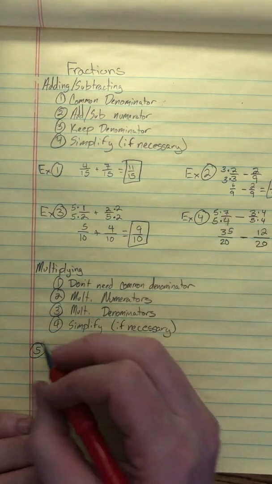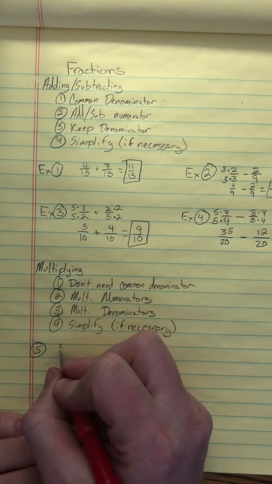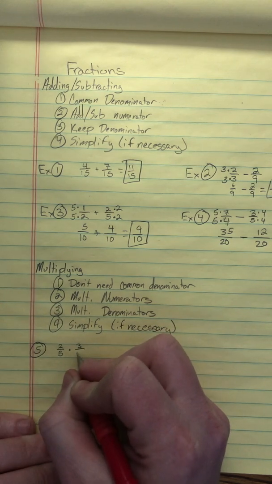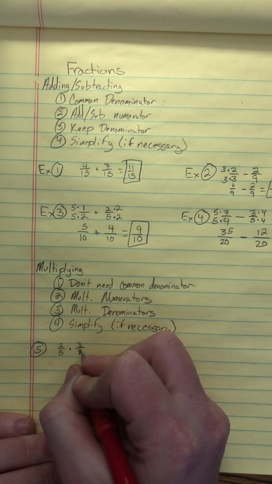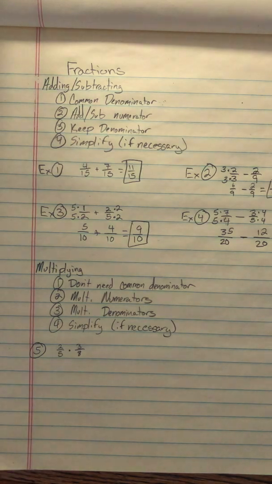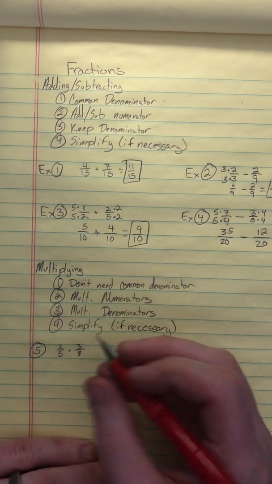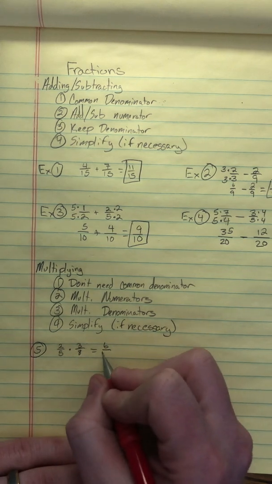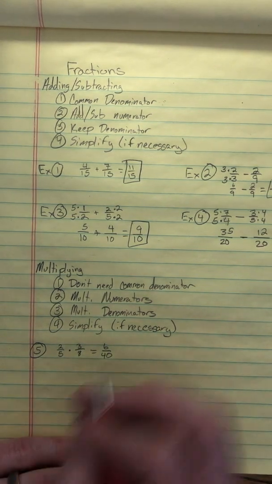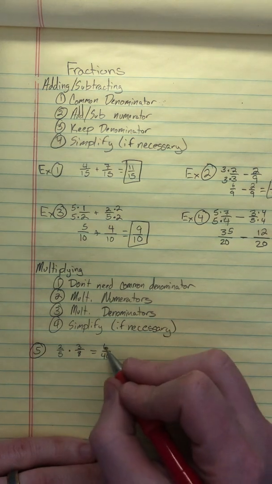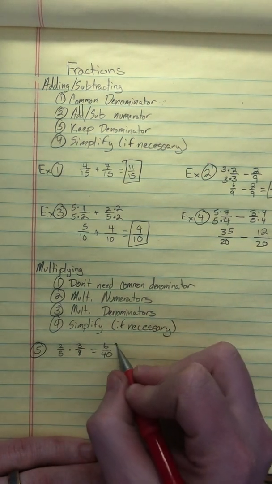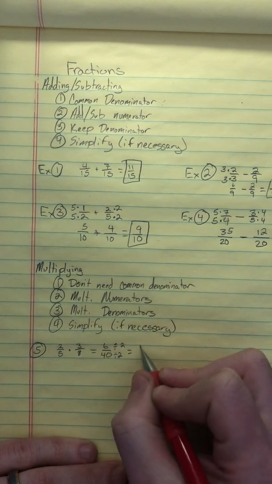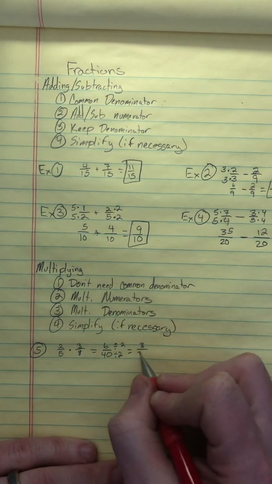Example 5. Let's go with 2/5 times, let's go with 3/8. If I follow my rules, multiply numerators. 2 times 3 is 6. 5 times 8 is 40. Simplify. I can simplify. Both 6 and 40 are divisible by 2. 6 divided by 2 is 3. 40 divided by 2 is 20.